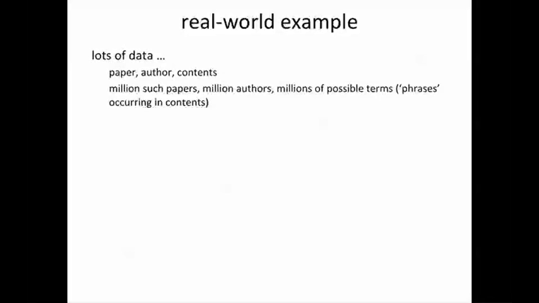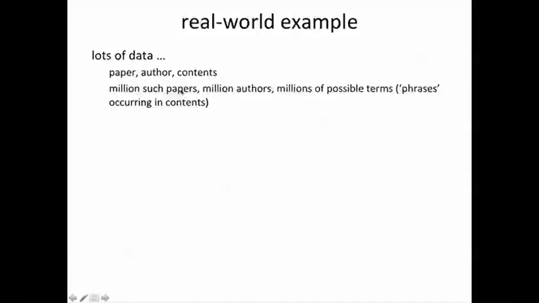I'll relate to you a real-world story that illustrates the difference between the MapReduce way of thinking and a traditional database approach. This is a real example where an organization had lots of data which could be abstracted as data about papers, their authors, and their contents. The actual nature of the data is proprietary, so I won't relate that in detail. But it's pretty much the same problem as this.